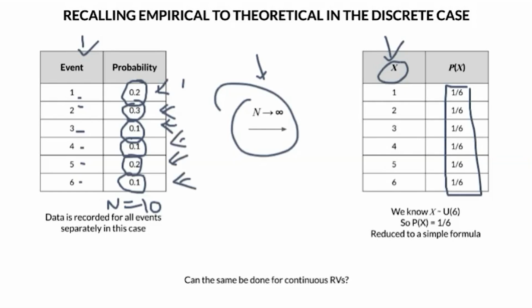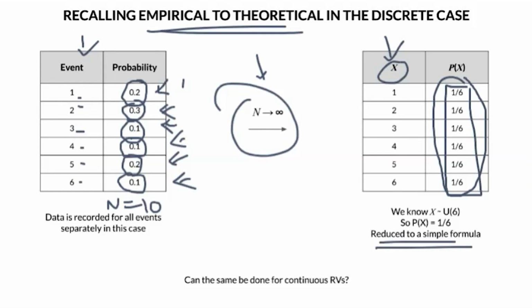Once you know that pattern, instead of recording 6 numbers, on the left hand side you can see you have recorded 6 numbers. On the right hand side you have recorded only 1 number. And this is the power of the connection between empirical and theoretical distributions. It makes your analysis faster. Okay. So we saw this last time, right?